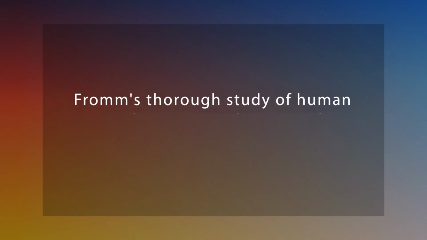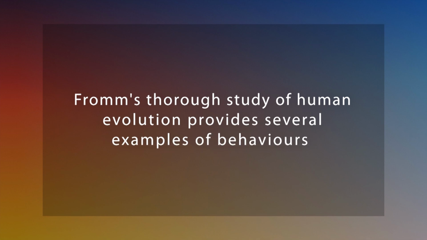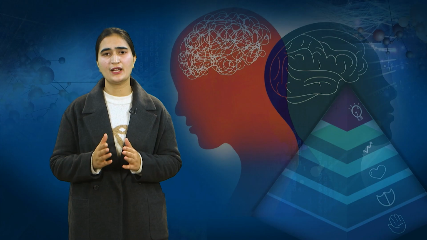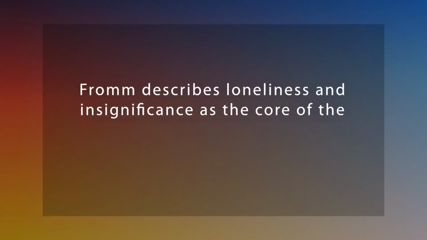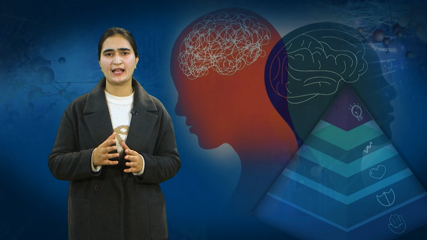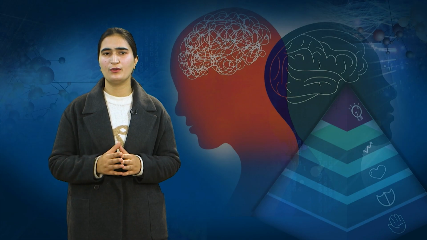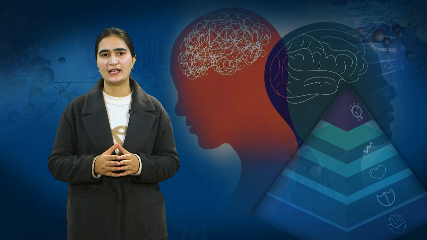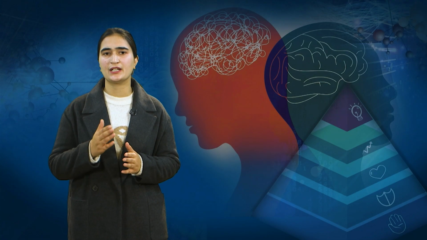Fromm's thorough study of human evolution provides several examples of behaviors that were deemed beneficial in one culture or time period but harmful in another. Fromm describes loneliness and insignificance as the core of human experience as a result of his historical analysis. He examines how our evolution from lower animals has led to the historical and existential differences in human nature. Although stability and the sense of belonging were sacrificed, this process resulted in a great degree of freedom.